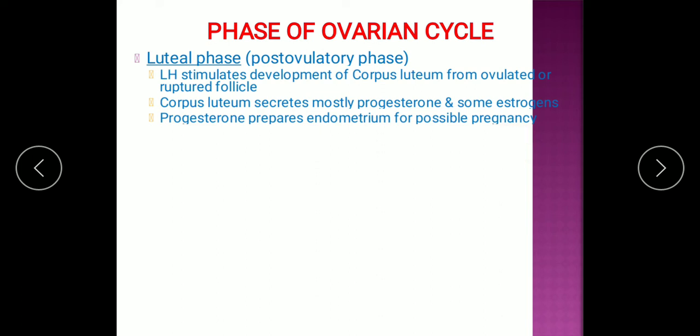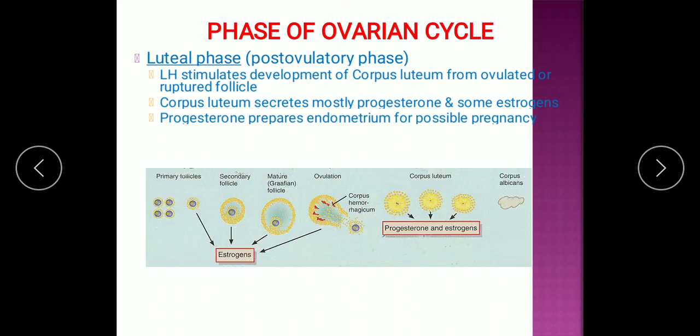After ovulation, the egg's protective layer is called the corpus luteum. It is highly thick and secretes estrogen and progesterone, mostly progesterone and some estrogen. Progesterone prepares the endometrium for possible pregnancy. This is the diagrammatic view of the ovarian cycle.